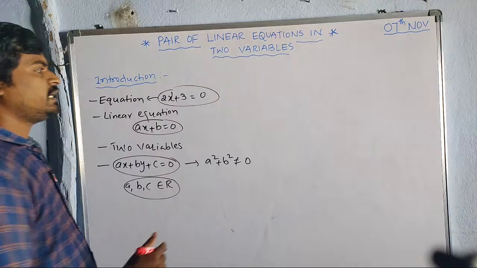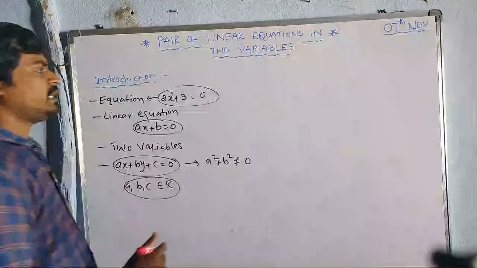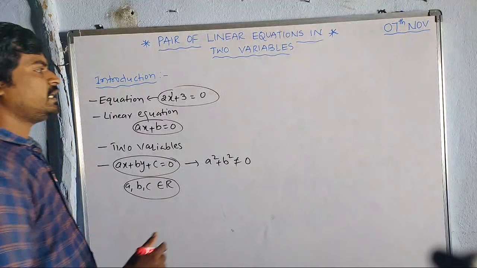Friends, it is a 1 mark or 2 mark question, sometimes a half mark question. You don't draw the graph, we just have to observe the comparison of ratios. So I am taking 5x minus 4y plus 8 equals 0 and 7x plus 6y minus 9 equals 0. We have to compare with the general equations, which you know very well: a1x plus b1y plus c1 equals 0, and a2x plus b2y plus c2 equals 0.